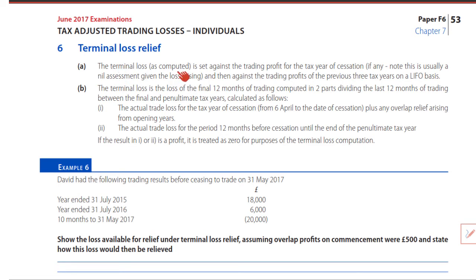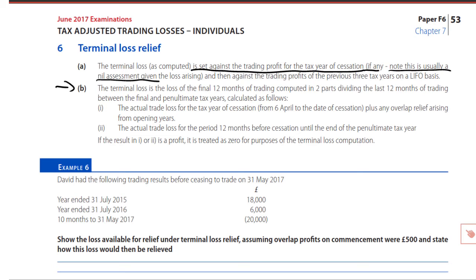The terminal loss as computed, we'll see that computation in a moment here in Section B, is set against the trading profit for the tax year of cessation. Now, this again is quoting the law. It is possible that you could have a trading income assessment in the final tax year, yet still on the calculation of terminal loss end up with a terminal loss. It is most unlikely, because almost certainly we will find in any exam question that there is a nil assessment in that final year because you have finished with a loss-making period. So we say here, if any, note it's usually a nil assessment. And that's the case in the example we've got.